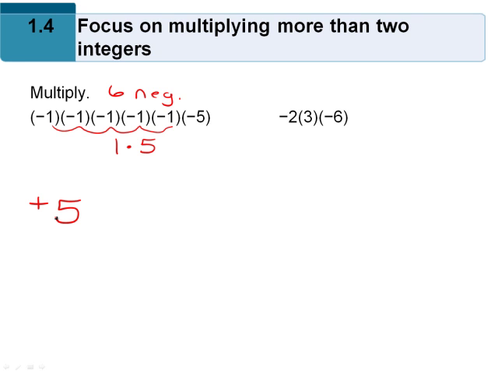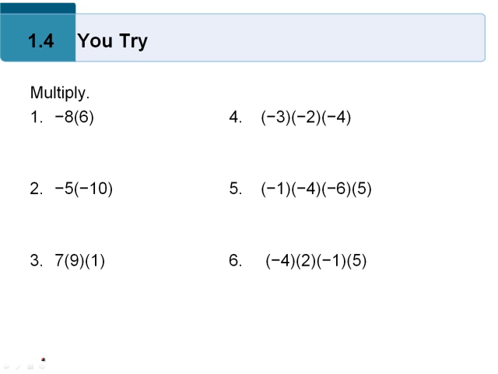Okay? Look at the next example. Negative 2 times 3 times negative 6. So I have 2 negative factors. Well, 2 is an even number, so that means I'm going to have a positive answer. So 2 times 3 is 6 times 6. I'm going to get a positive 36.